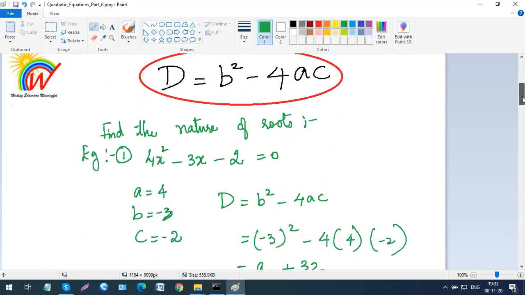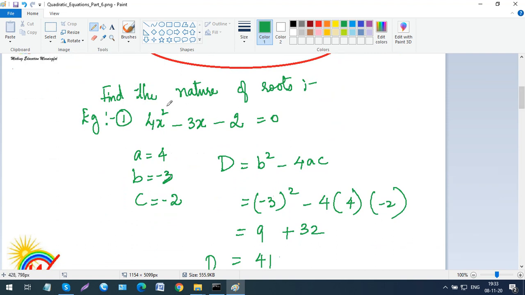Now let's come to the examples. A few questions. They say find the nature of roots. Let's say this is the question: 4x square minus 3x minus 2 equals 0. First we'll point out what a, b and c are over here. A is the number attached to x square, the coefficient of x square, which is 4. B is the coefficient of x, which is minus 3, and c is the constant, that is, it doesn't have an x attached to it, it is minus 2.